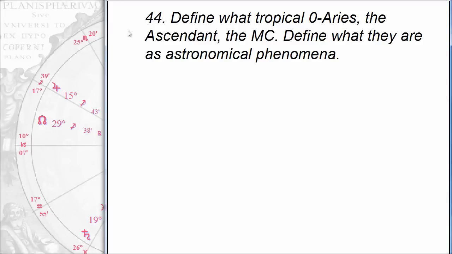Okay, now, of particular interest to astrologers, what is zero Aries in the zodiac used in the West, the tropical zodiac? What is the Ascendant? And what is the midheaven or 10th house cluster? What are they as astronomical phenomena? What are they physically? What are they out there? Can you, in a few words, or a few sentences, describe what they are? Okay, here's the answer.